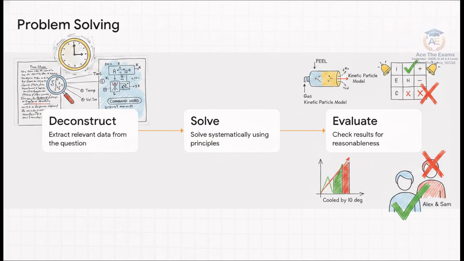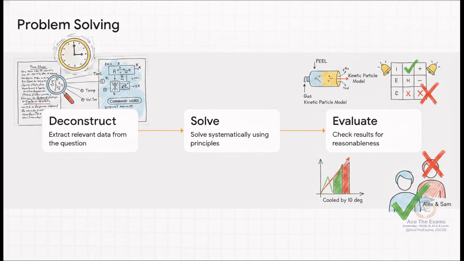Step 1. Deconstruct the question and extract the data. When you see a complex physics chart or a massive, dense paragraph about a gas expanding in a cylinder, you don't just passively read it, you actively mine it. Extract the temperatures, pull out the volumes, and critically, underline the command word. Step 2. Solve systematically by applying relevant principles. This is where you deploy your Peel framework. Bring in the kinetic particle model facts we just covered.